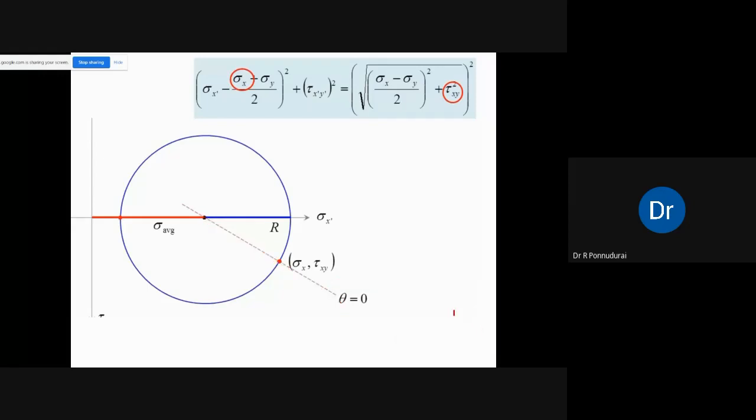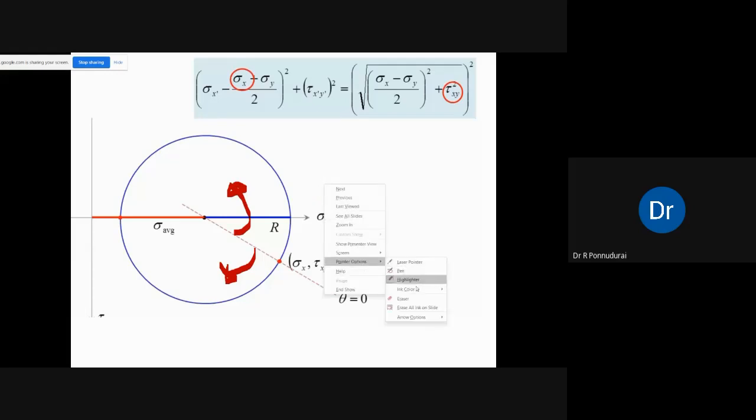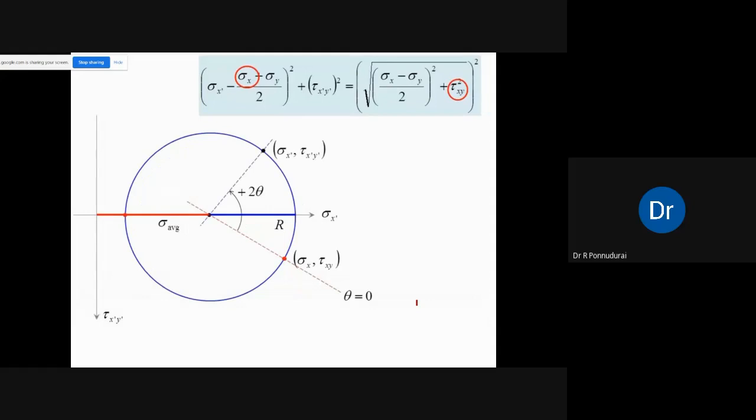If they rotate the element clockwise, you have to take the clockwise direction. If they rotate the element anti-clockwise, you have to take the anti-clockwise direction. When we solve the problem, we'll understand. Here plus 2 theta anti-clockwise. In the element they are given theta, rotate the element by theta degrees anti-clockwise. So from here I take it to theta, anti-clockwise. Wherever it cuts the circumference of the circle, that ordinate gives information about the sigma x dash, the normal stress, and the shear stress.